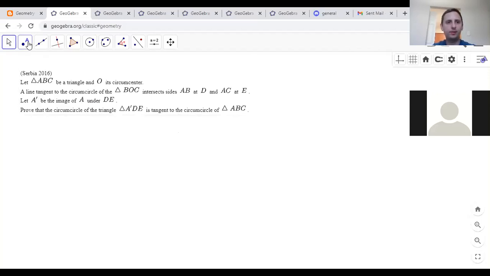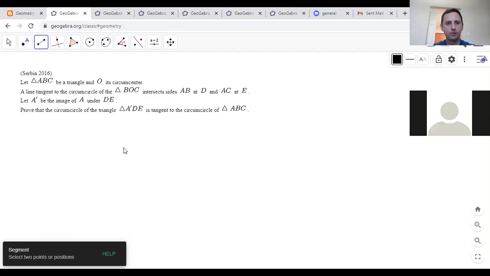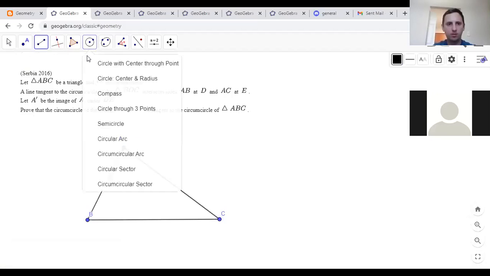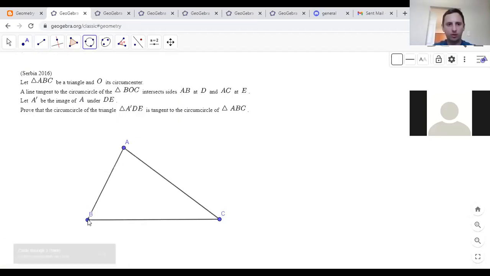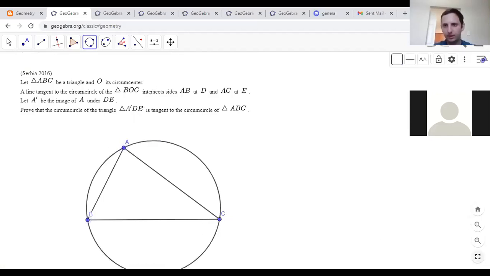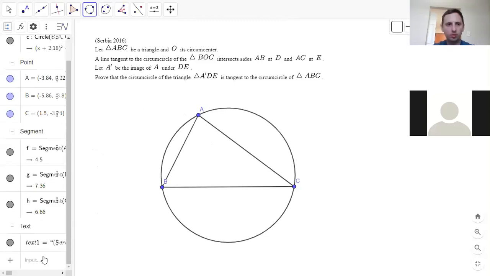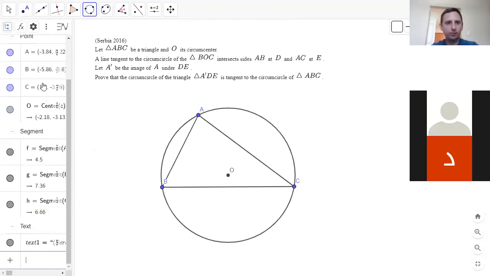So we have a triangle ABC with orthocenter O. I'm sorry, circumcenter O. Probably gonna have to make some more room later. And let me draw on the circumcenter. So O is the center of that circle, which is circle C in GeoGebra. And then we draw the circumcircle of BOC.